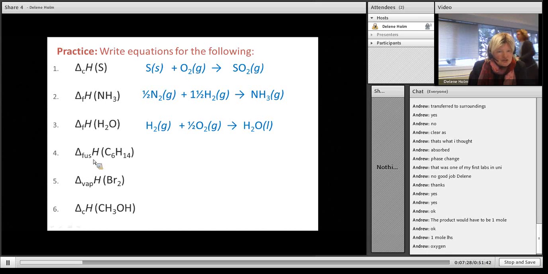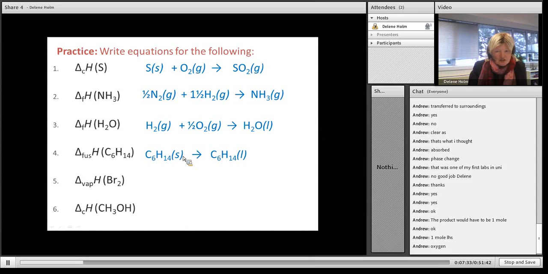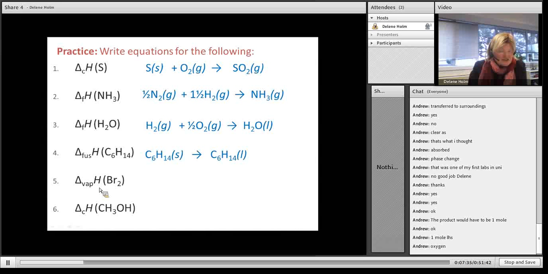The fusion is for this hexane. It's simply going from solid to liquid. Vaporization is simply going from liquid to gas.